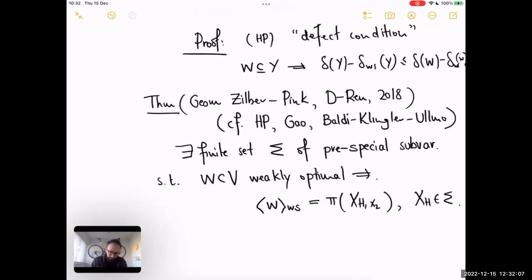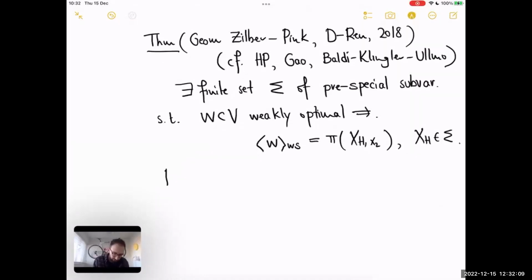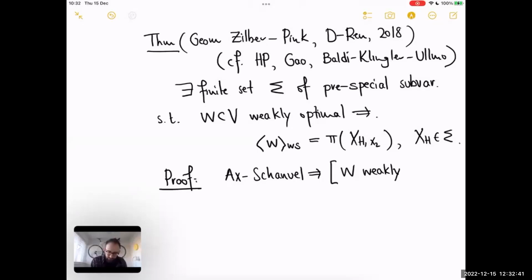So the proof of this fact is quite straightforward once you have the big pieces of the puzzle. The main one is the Ax-Schanuel conjecture, which was proved about the same time, I think, by Mok, Pila, and Tsimerman in this generality. And what that allows you to do is essentially to recast what it means to be weakly optimal, or at least a corollary of Ax-Schanuel allows you to do this.